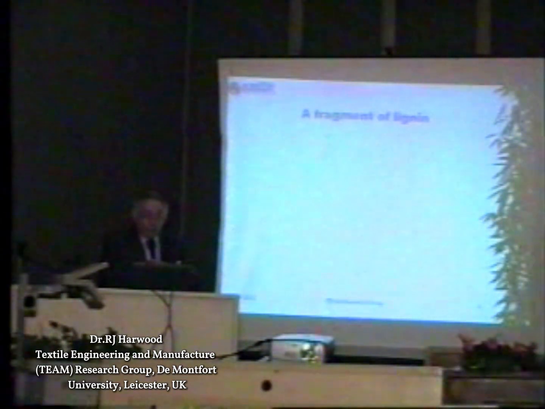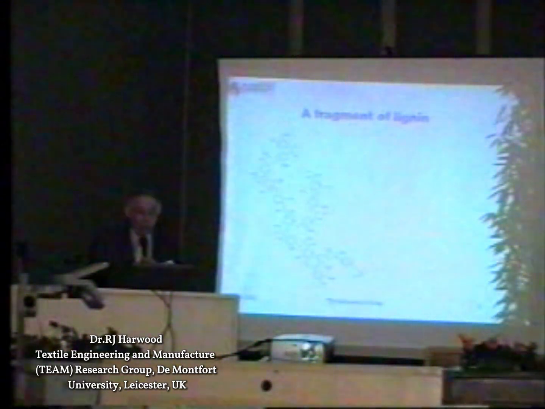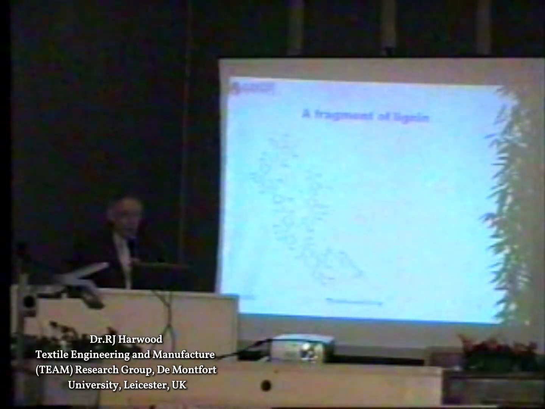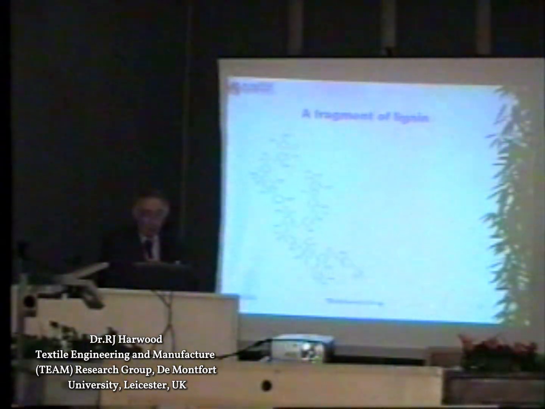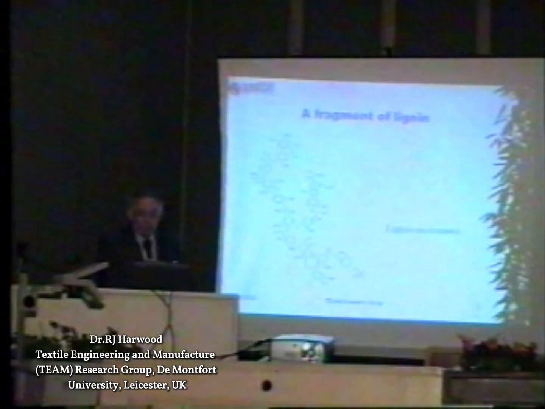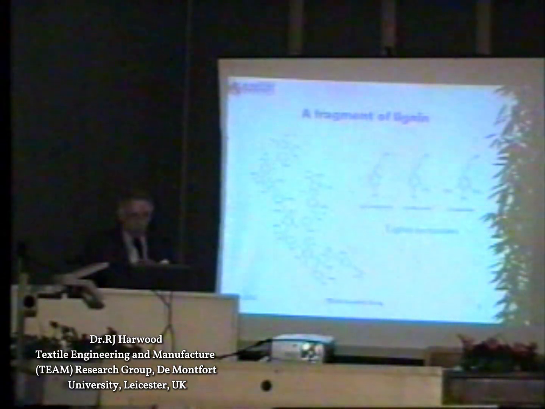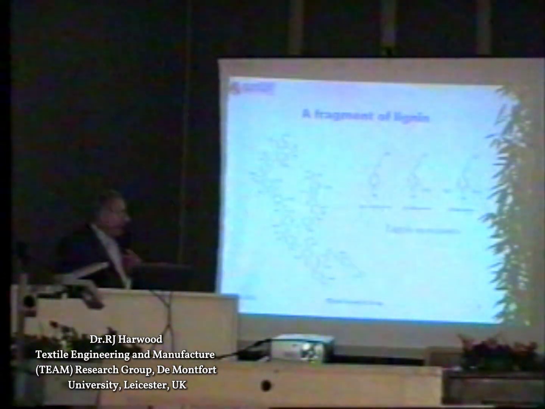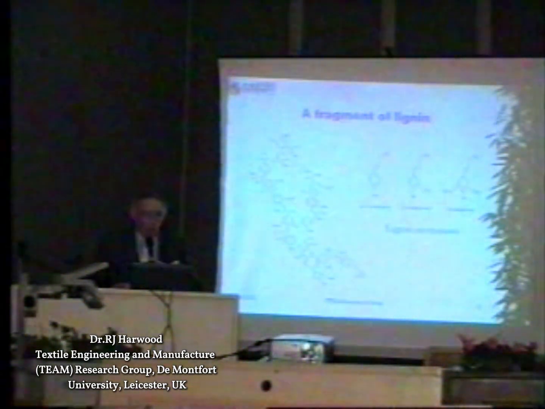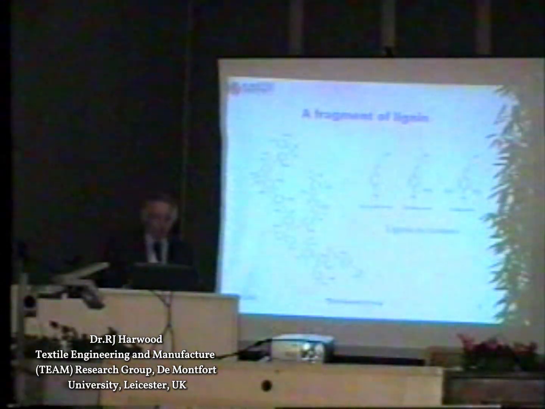structure. But the important thing here is that we have an aromatic polymer, lignin. Lignin is a very complex compound. It's made up of essentially three unsaturated monomers of this type, and they combine together in about 16 different ways.